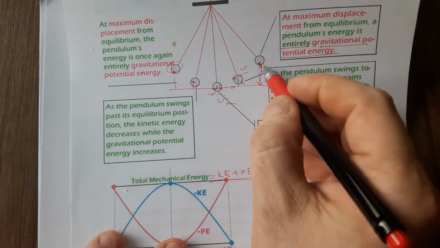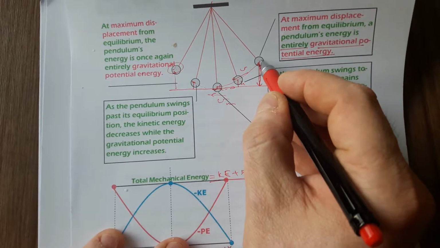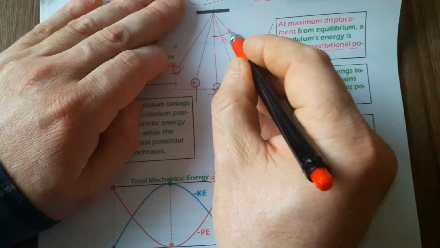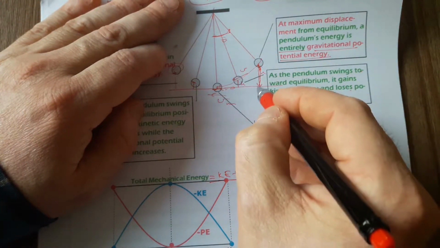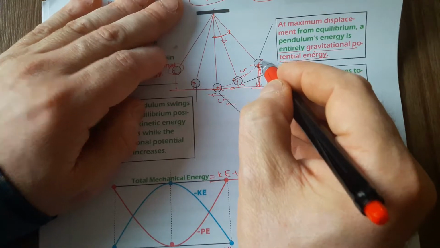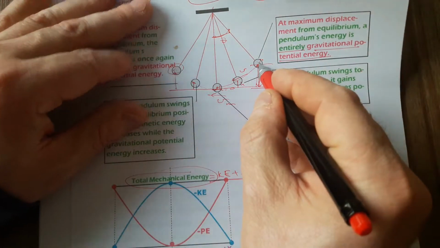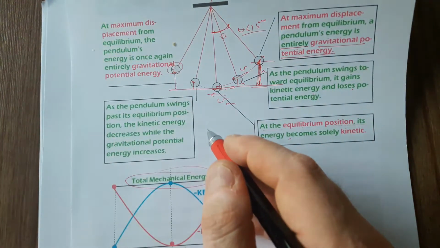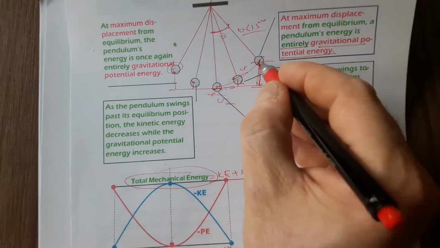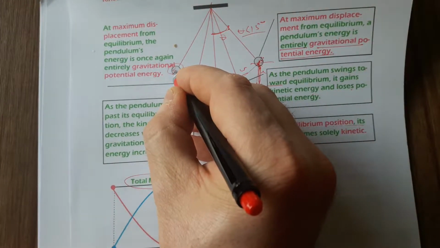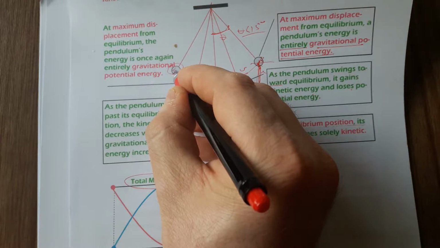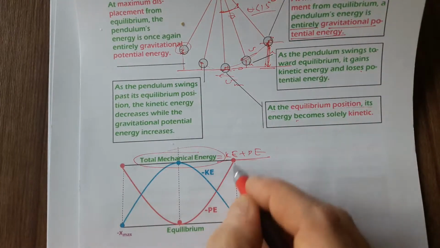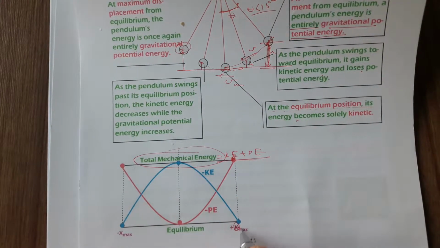Generally, this total mechanical energy depends on the height. If you lift it higher and increase the amplitude of the pendulum, the gravitational potential energy increases, and the total mechanical energy also increases at that point. But don't forget, the angle cannot be greater than 15 degrees because that is the condition for simple harmonic motion. So at maximum displacement from the equilibrium position, the energy is completely gravitational potential energy. Here, the red line is pointing to the gravitational potential energy.